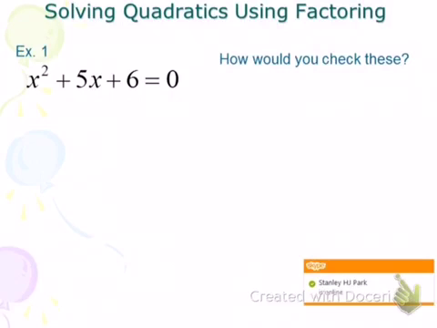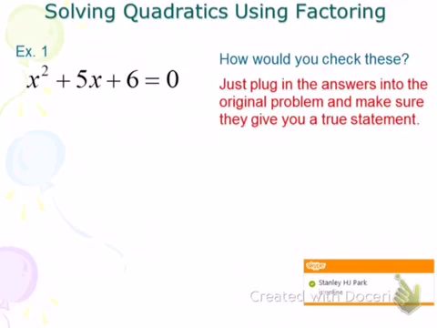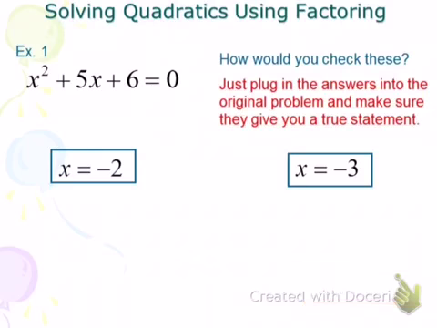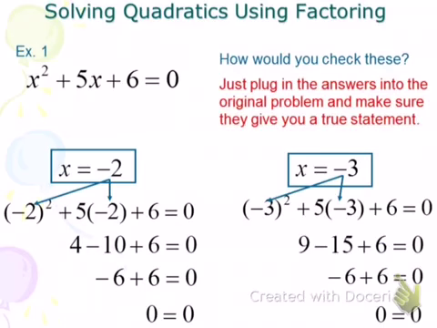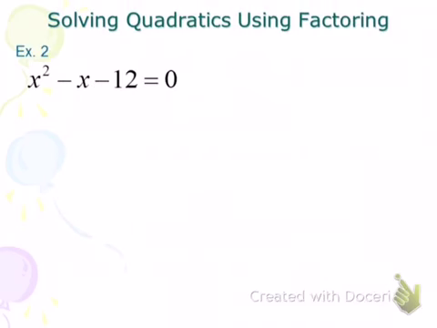Now you could check these just like you check any equation. You can plug in the values for x that you just found. If x equals -2 or x equals -3, if you plug those in, you get a true statement, right? In both instances, you get 0 equals 0. So you can check these solutions just like you check a regular linear equation, which we just finished testing on. All right? So solving quadratics using factoring.